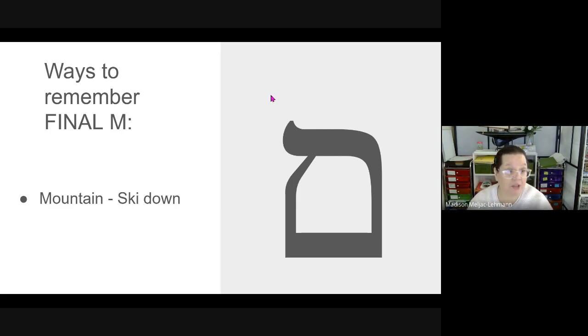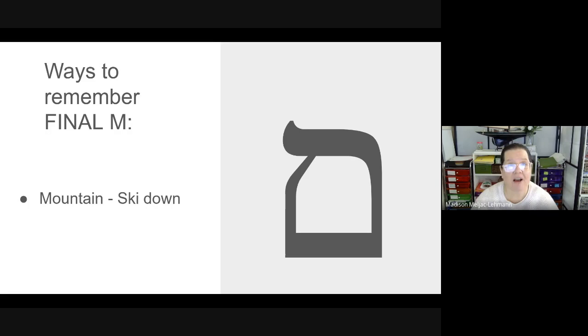The other thing I need to say about final mem is that entirely the reason why it is final mem is because this letter will only appear at the end of a word. So I know it's kind of confusing. You see it a lot at the end of sentences. So sometimes people may think when they're reading a Siddur, well, final mem comes at the end of a sentence.